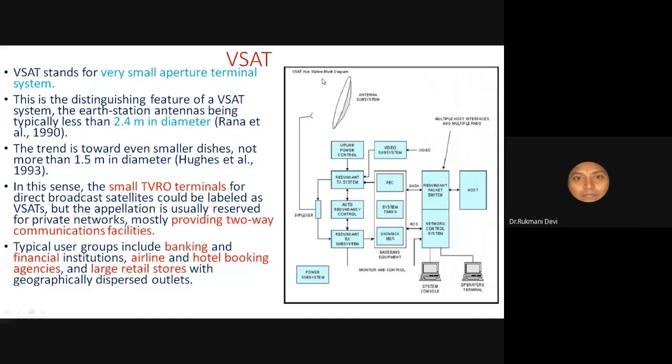Okay, this is the hub station block diagram. The block diagram consists of the antenna subsystem. From the antenna you have a host. From the host, there is a redundant packet switch, network control system, system console, and operator terminals.